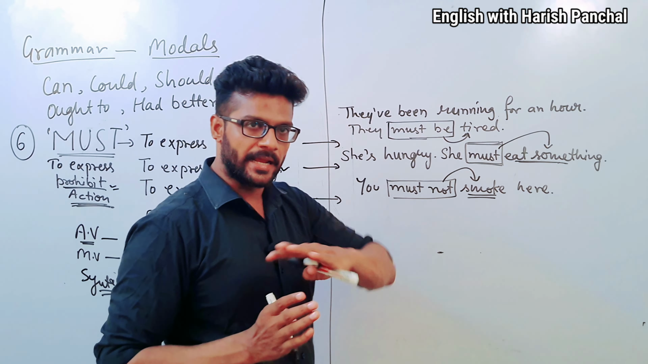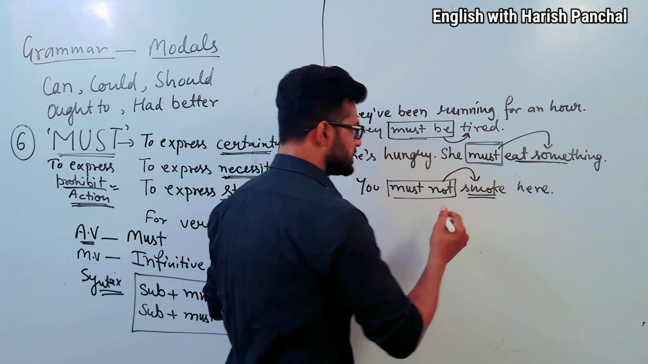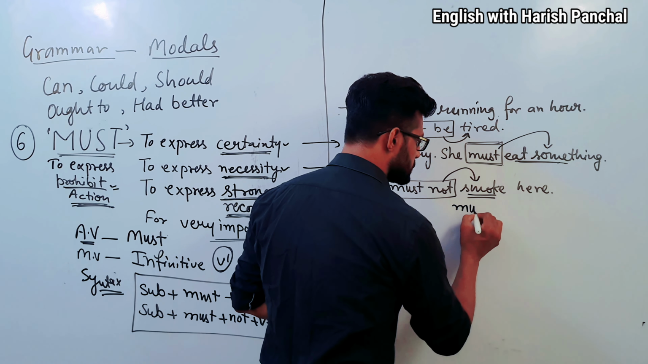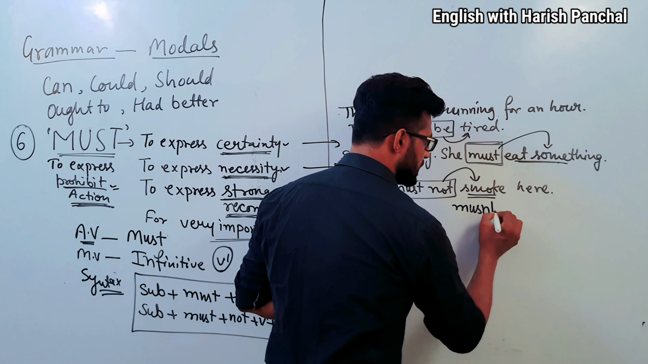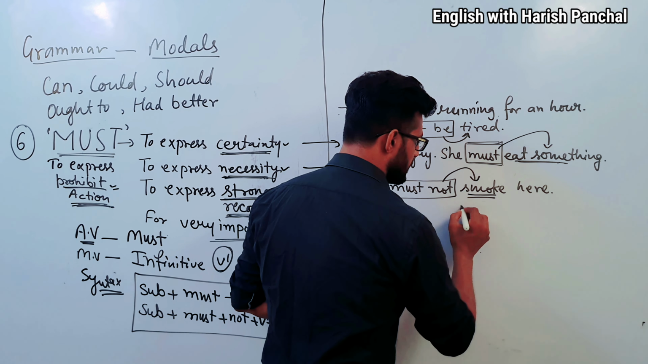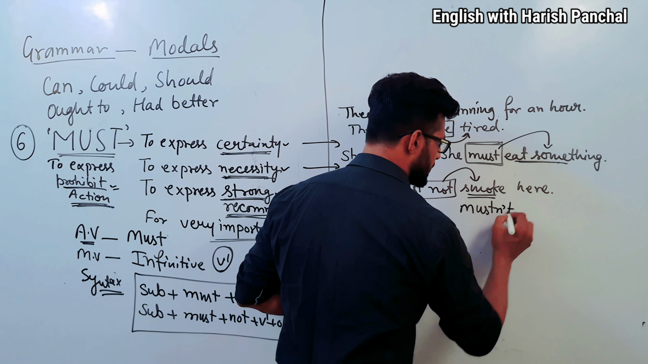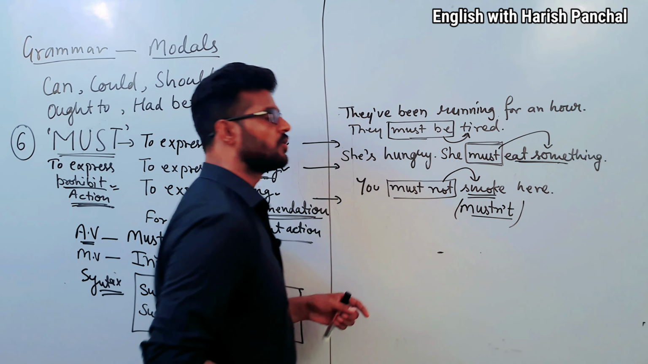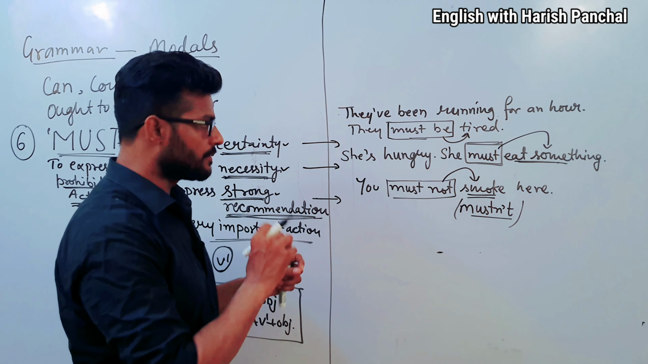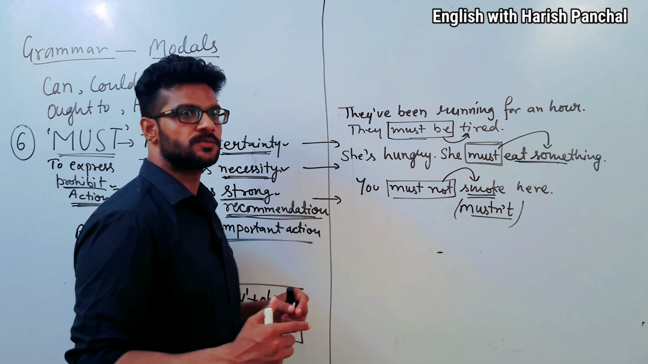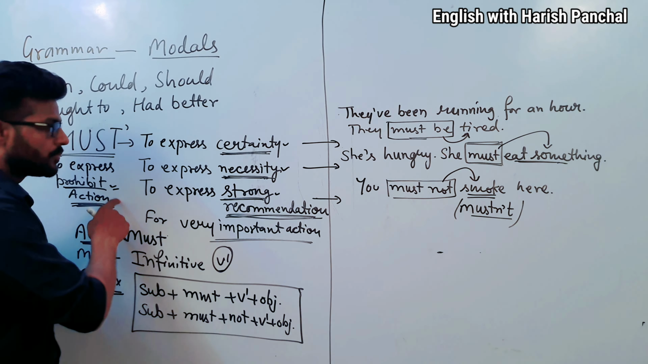So that's why you must not smoke. When you make negative sentences, as a short form you can use must apostrophe t. So this is the short form of must. You can use mustn't smoke here. You mustn't smoke here. So this is for prohibit action.